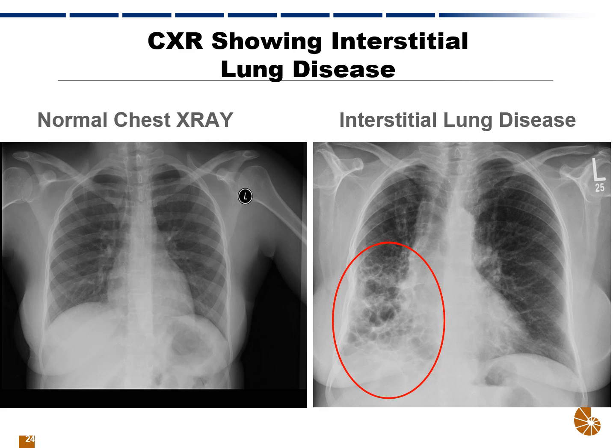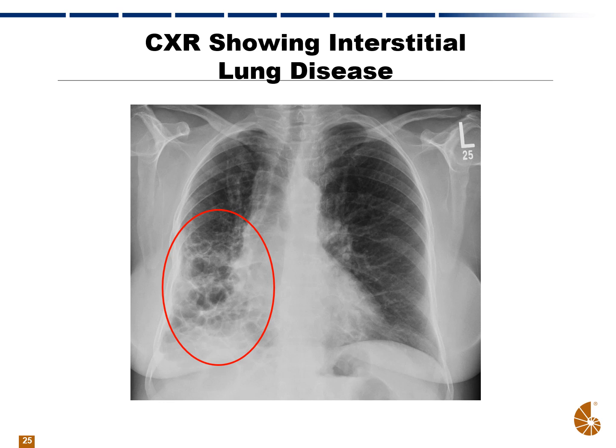So when you look at the interstitial lung disease X-ray on the right, you can see all that white streaky material in the right lung base. That's all interstitial lung disease. So that's what we would typically see on a chest X-ray with somebody with some type of interstitial lung disease.